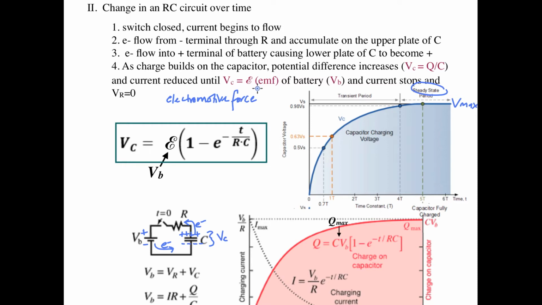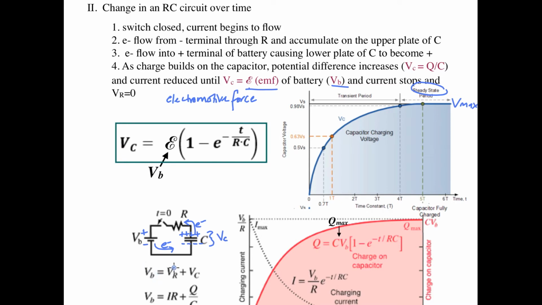And for our basic purposes, think of it as just the voltage of the battery. Depending on your source, you may see our formulas with the E in it, or you may see voltage of the battery. All right. So again, here in this graph, I think they used voltage of source. And that will be your maximum voltage.